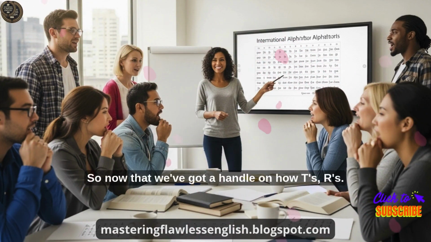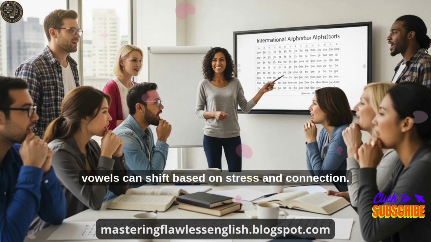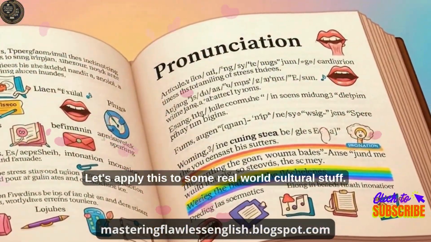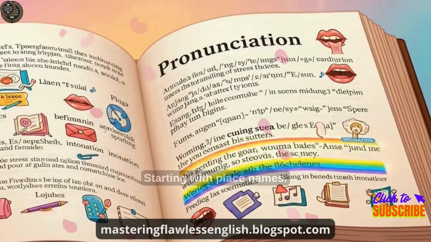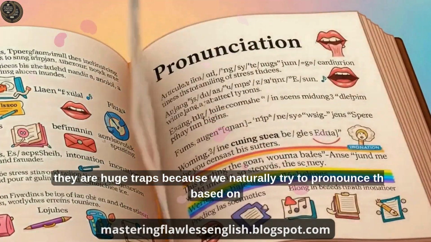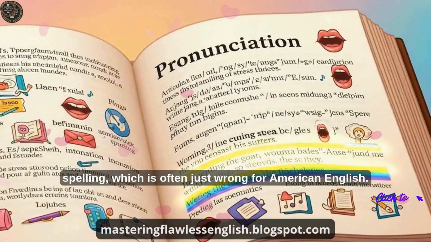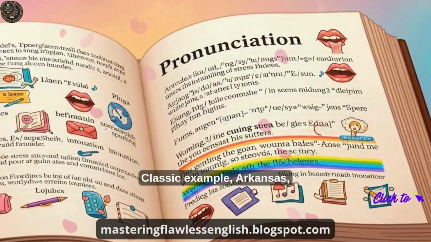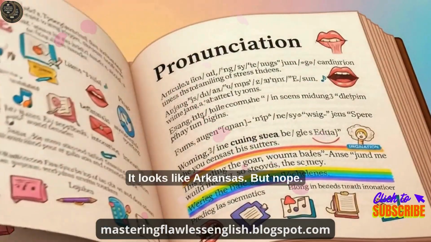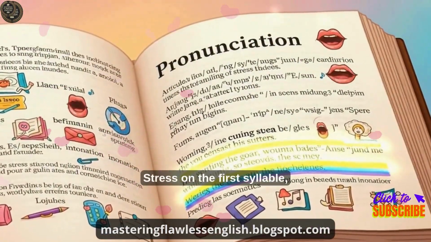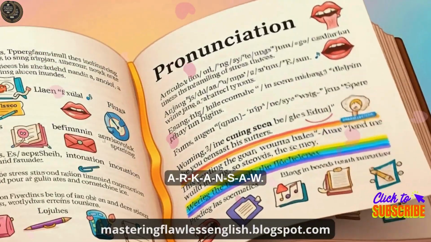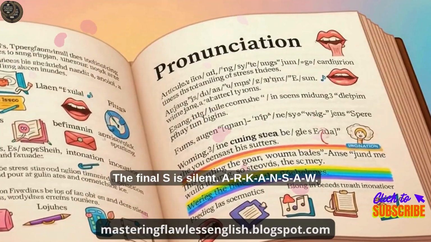Okay, so now that we've got a handle on how T's, R's, and vowels can shift based on stress and connection, let's apply this to some real-world cultural stuff, starting with place names. Geographic names love to trick you, right? Oh, they are huge traps because we naturally try to pronounce them based on spelling, which is often just wrong for American English. Classic example, Arkansas. Looks like Arkansas. But nope. Stress on the first syllable, AR, and it ends in a saw sound, Arkansas. The final S is silent.